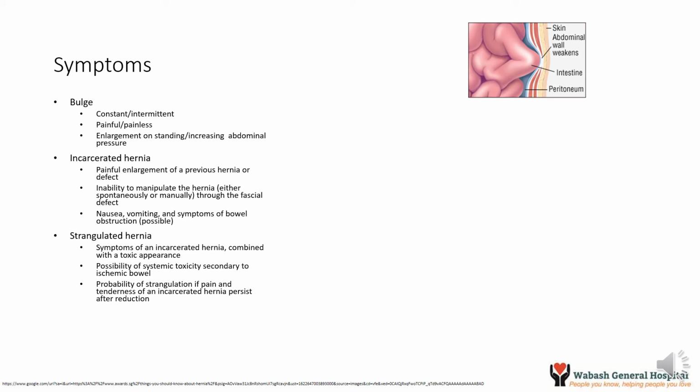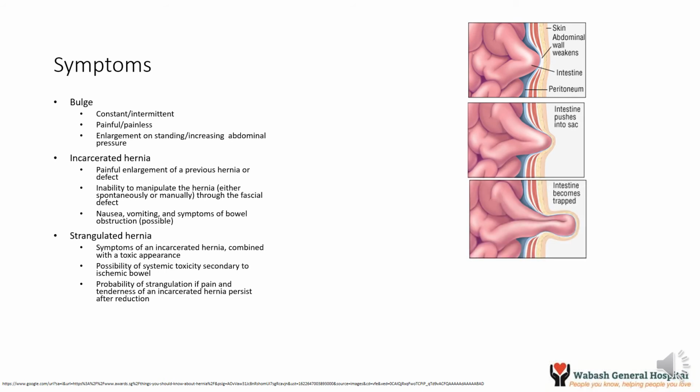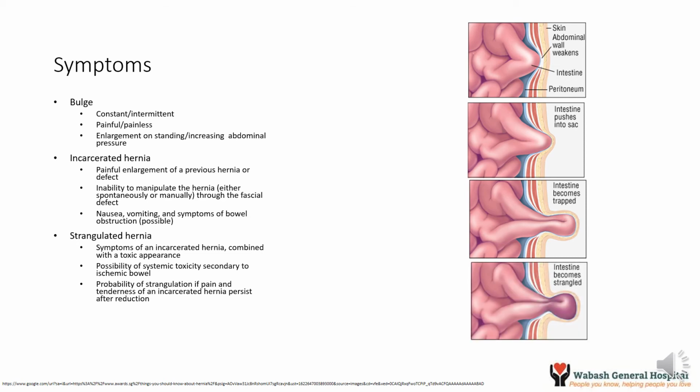So as you can see in this picture, this basically shows one of the earliest stages in a hernia where the abdominal wall has weakened, the intestine is just bulging out, but there doesn't seem to be any restriction in its going back. Intestine continues to push into the sac, and at times a time comes when this becomes trapped. This is when it can be called an incarcerated hernia. If it does not go back, the intestine gets stuck in that spot, and then it keeps getting swollen, and it can become what we call strangled or gangrenous.